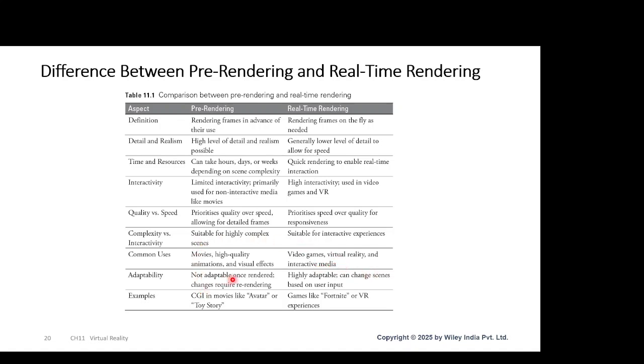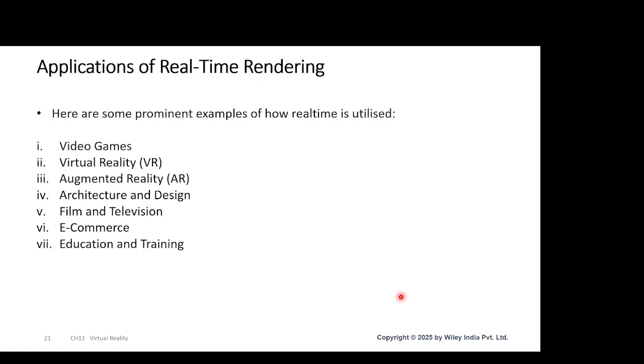Pre-rendering is not adaptable once rendered. For real-time rendering, it is adaptable because it is done as and when required, so you can make changes to the scene. Here, examples include CGI in movies like Avatar or Toy Story. Here, games like Fortnite or VR experiences.